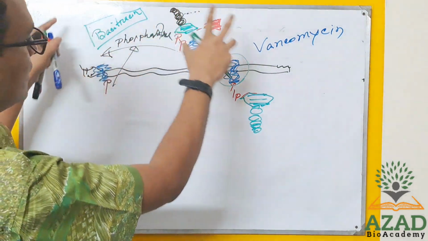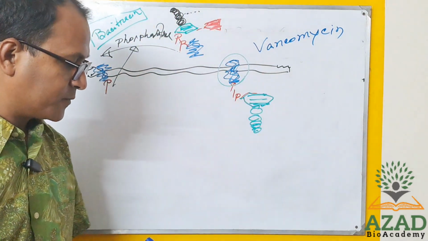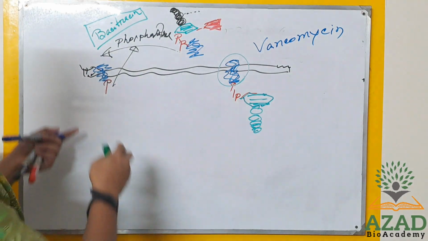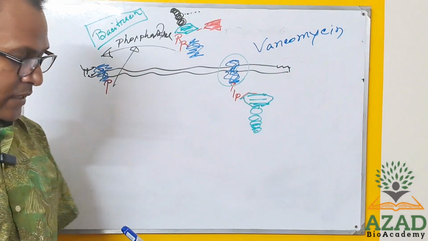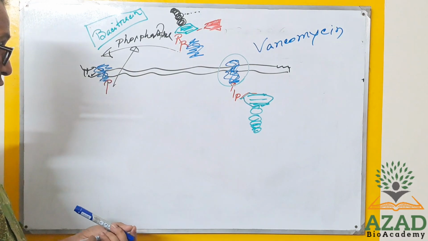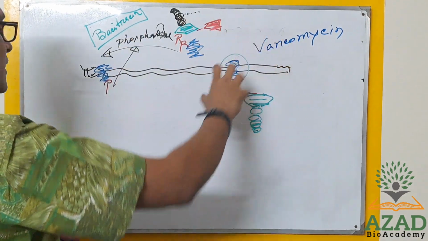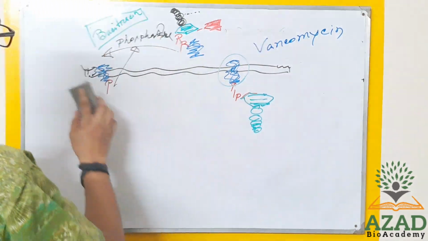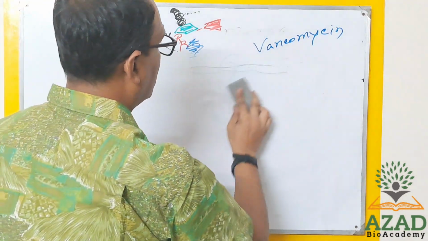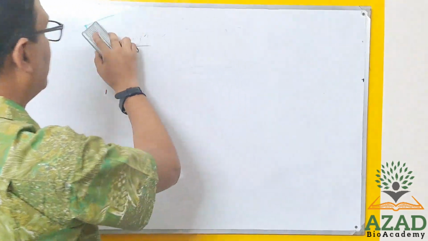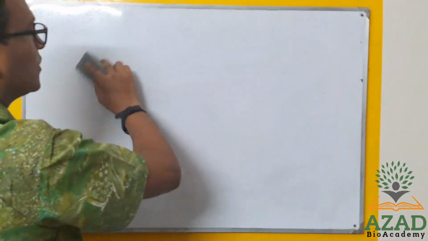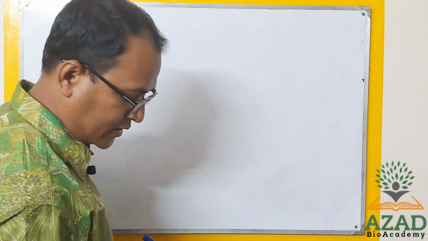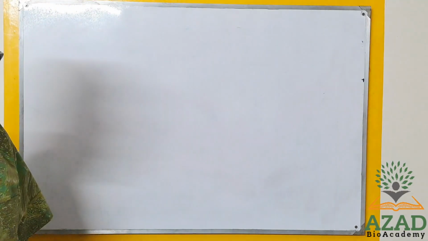So these are the antibiotics which basically work on the membrane stage. So the membrane-associated antibiotics are vancomycin and bacitracin. Okay, and now we will discuss the third phase, that is the peptidoglycan synthesis stage, or cell wall synthesis stage, cross-linking.